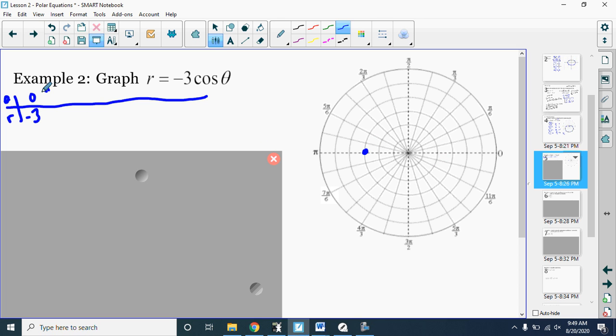My next value is pi over 6. Gives us -2.6. So pi over 6 is -2.6, about here. Pi over 3 should give us -1.5. Pi over 3, this one here, but I'm going the other direction because it's negative, -1.5.